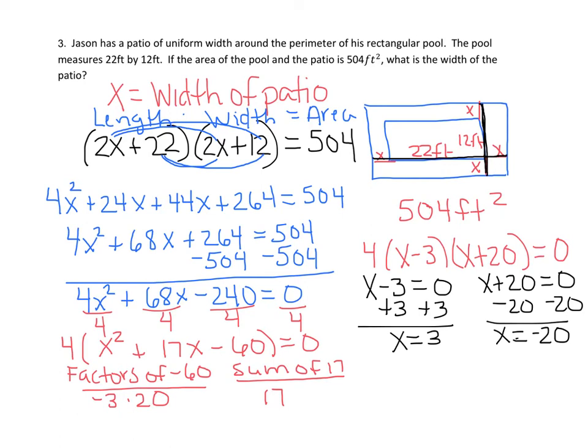Now this is a word problem, and we're thinking back to what the word problem asked us. It wanted us to find x, which is the width of the patio as we defined above. Now looking at our answers, negative 20 cannot possibly be an answer. You can't have a negative width of a patio. So that tells us that the width of the patio is 3 feet. So even though we got our two answers that would make the equation equal 0, the width of the patio would only make sense for one of those two answers. So for this one, your answer would be 3 feet.